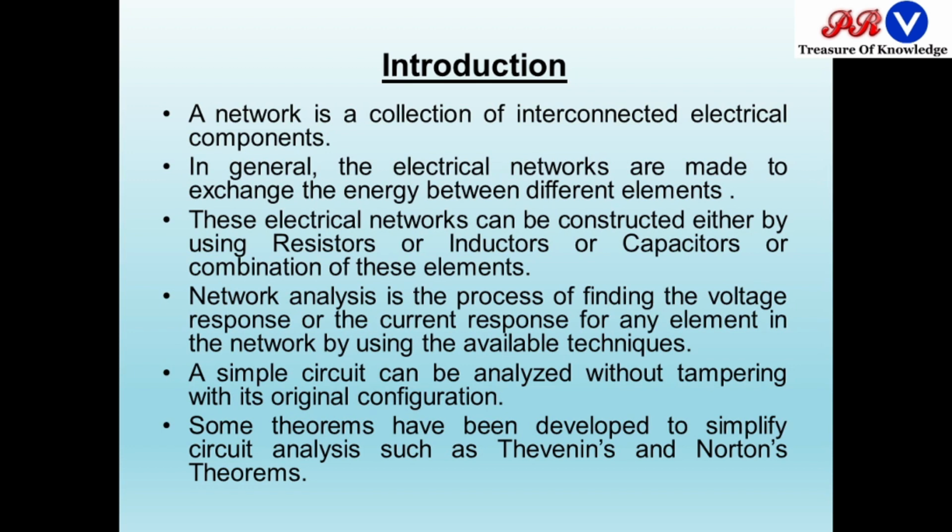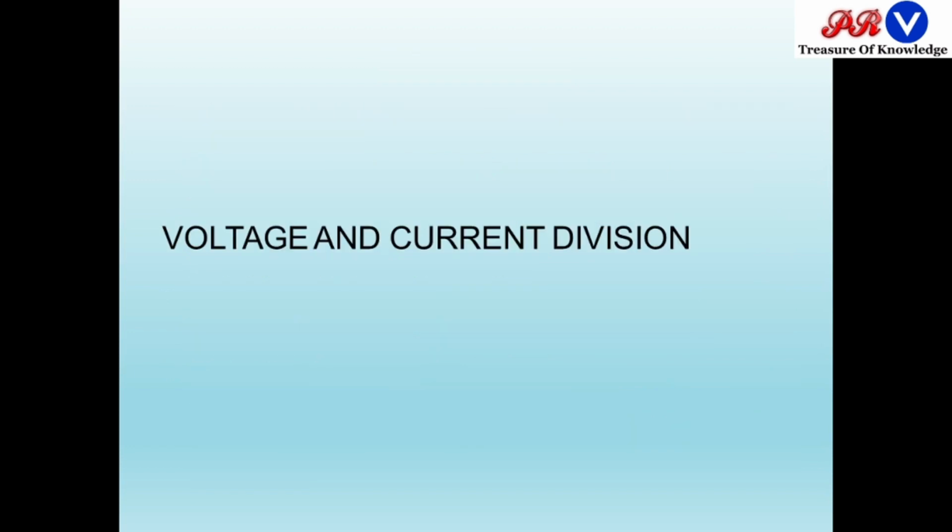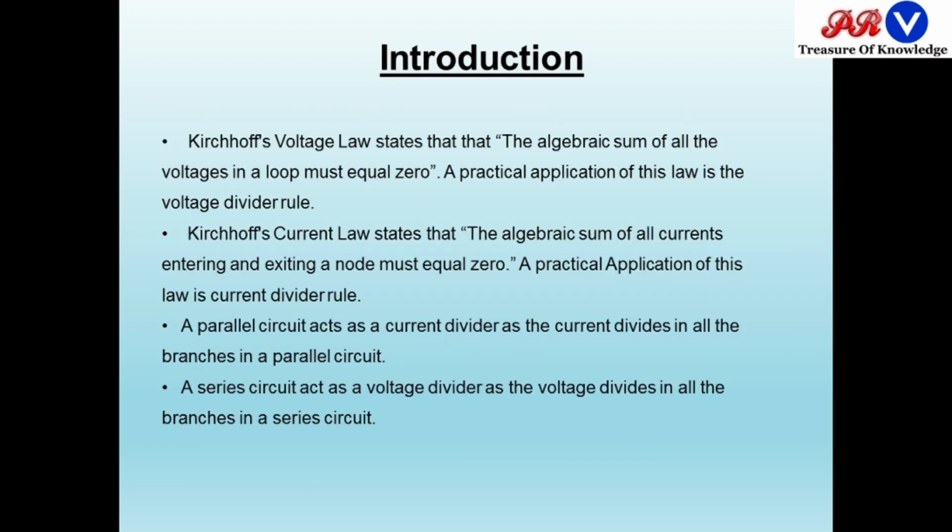Now we will see voltage and current division. What is voltage division and what is current division? KVL states that the algebraic sum of all the voltages in a loop must equal 0. So in a loop the voltage drops must sum to 0. This is the statement of KVL. A practical application of this law is the voltage divider rule. So the voltage divider rule is based upon KVL.